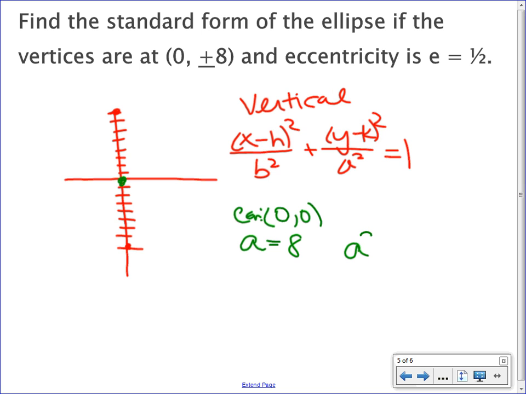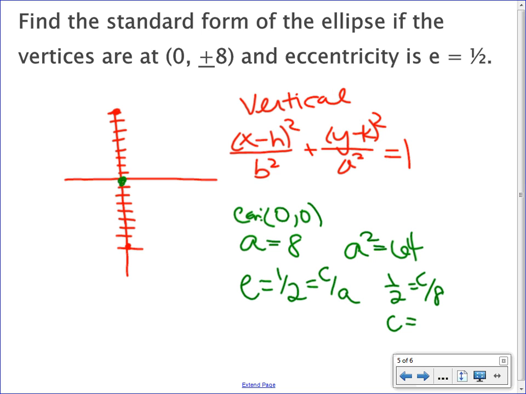a squared is 64. Now, we know that the eccentricity is 1/2, and eccentricity equals what? c over a. So we know that 1/2 equals c over 8. c is 4. So c squared equals a squared minus b squared. What's b squared? 48.